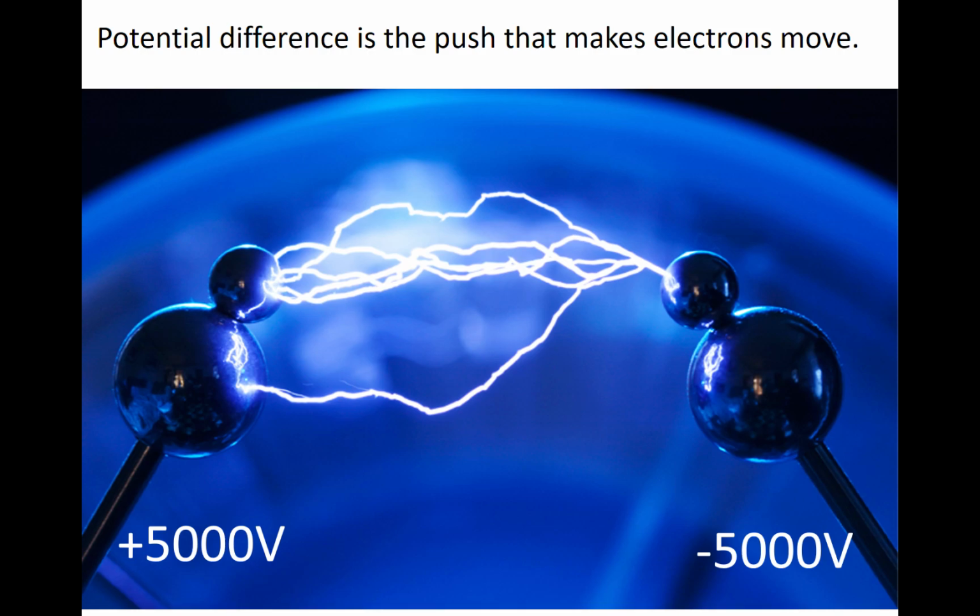So from that we can infer that these two objects are 1 centimeter apart, because the potential difference between plus 5,000 volts of potential and minus 5,000 volts of potential is 10,000 volts of potential difference.